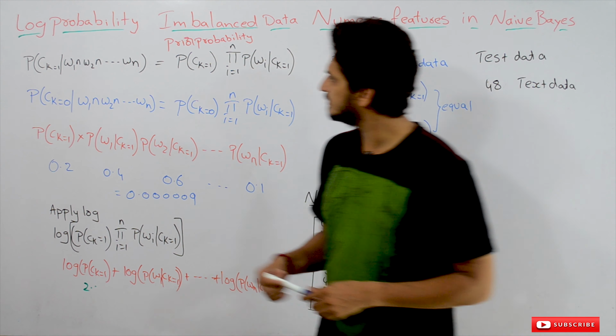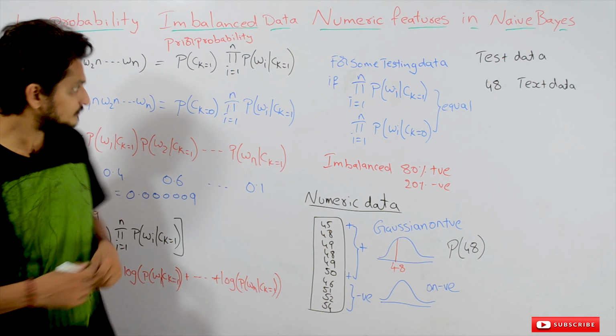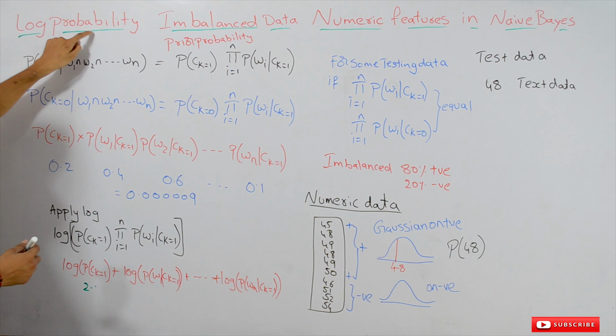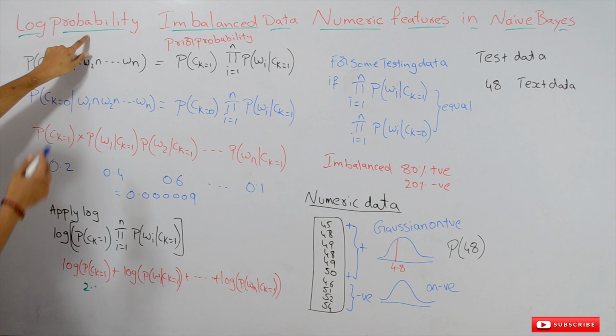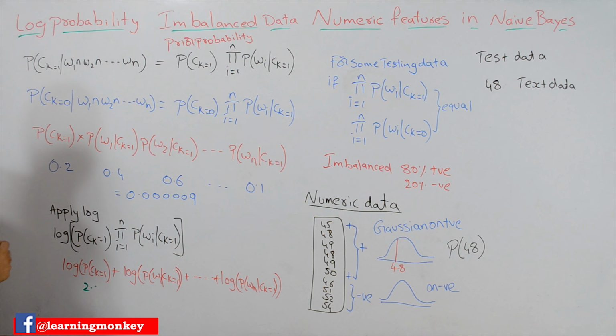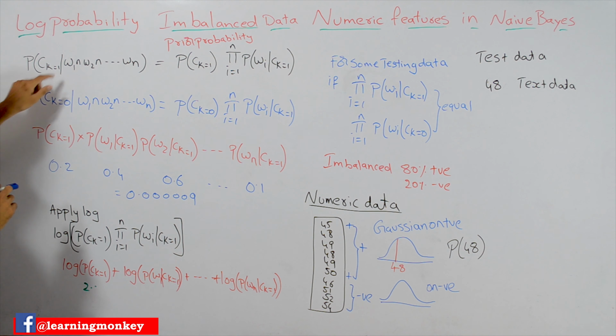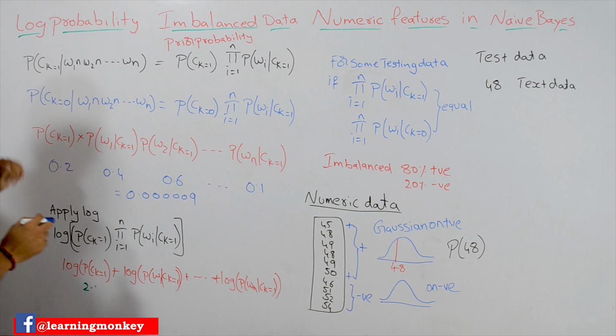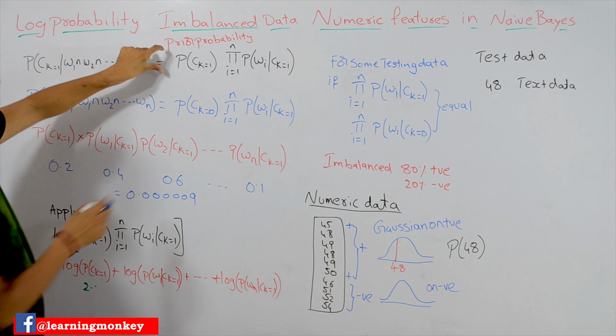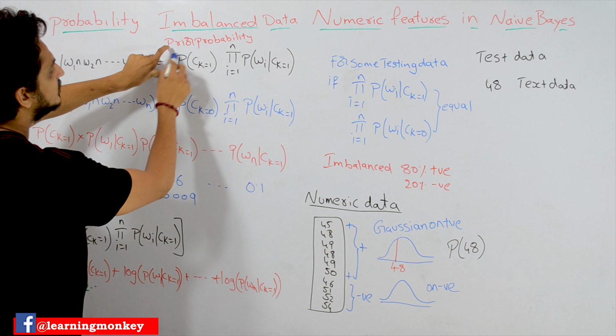So coming to today's class. Log probabilities, what is this? Why do we need log probabilities in naive Bayes? Let's understand it with an example. Naive Bayes works based on probability. So how it calculates is: probability of Ck equal to 1 given the list of words, given the feedback, is equal to, this is the equation to calculate the probability.